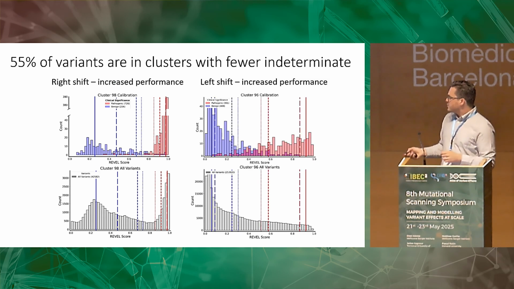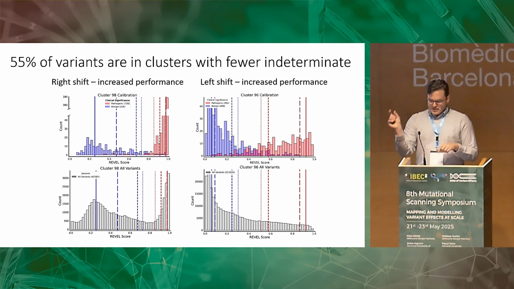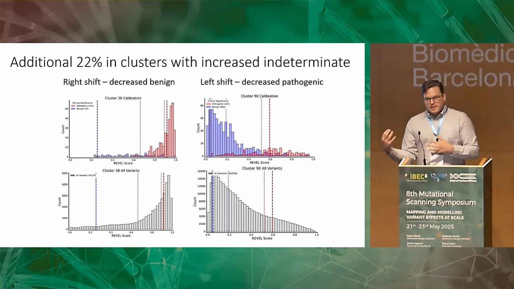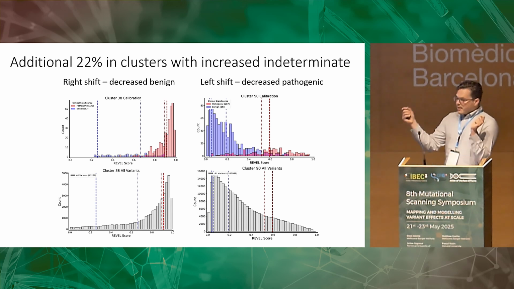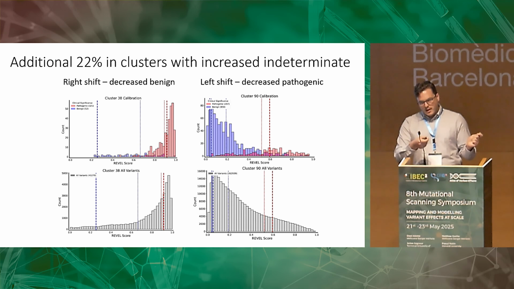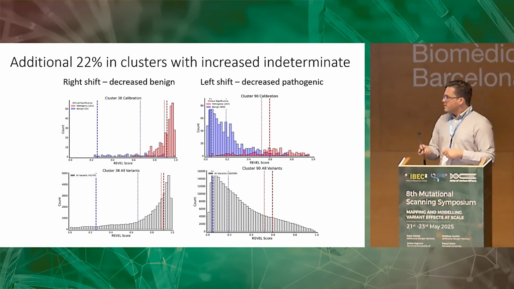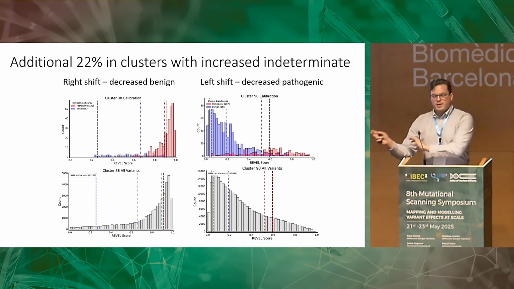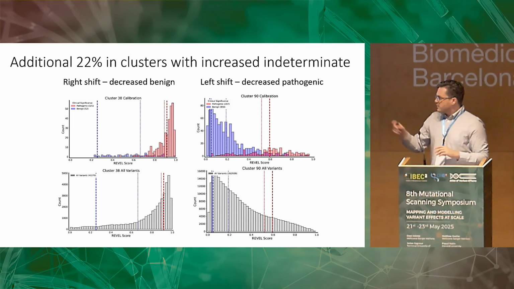We have other clusters where we have a leftward shift, but still increased evidence on either side and a decreased indeterminate range. There are about an additional 22% of variants that fall into clusters that have a broadened indeterminate range and more variants than the genome-wide calibration receiving no evidence. But in these 22%, we're receiving more evidence towards one direction. And that's because some of these clusters are just so heavily skewed to one direction or another. So we have this right shift in cluster 38, and then a left shift in cluster 90.